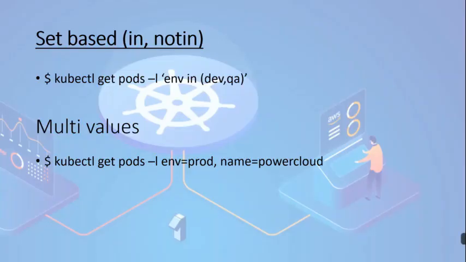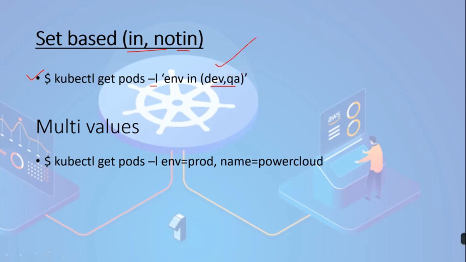Now let's understand the set based selector. In this set based selector we are using commands like in and not in to list out the pods. Here is the command: kubectl get pods -l, this l means label, env in dev or qa. It's a multi value selector, you can use the multi value selector here.